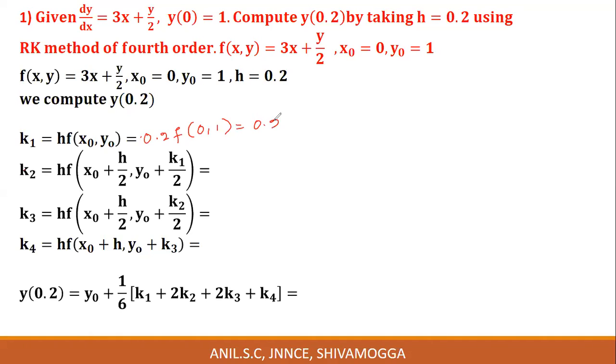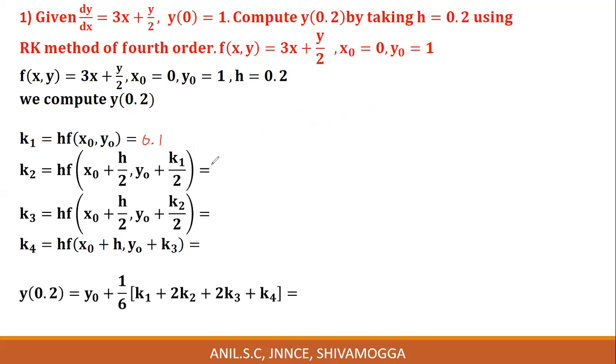Substitute h is 0.2 into f of x0 comma y0, where x0 is equal to 0 and y0 is equal to 1. This is equal to 0.2 into f of x comma y, defined as 3x plus y by 2. 3x, x is 0, plus y by 2, y is 1 divided by 2. Calculate this. It is 0.1, right? That's correct. k1 is equal to 0.1.